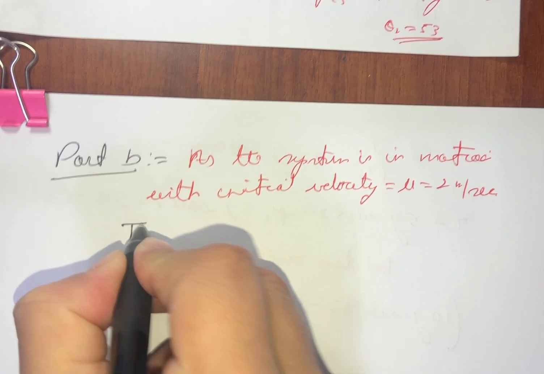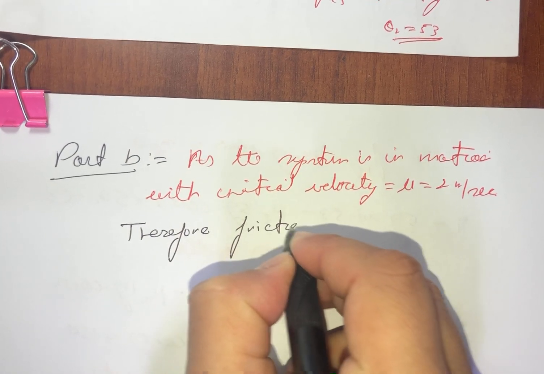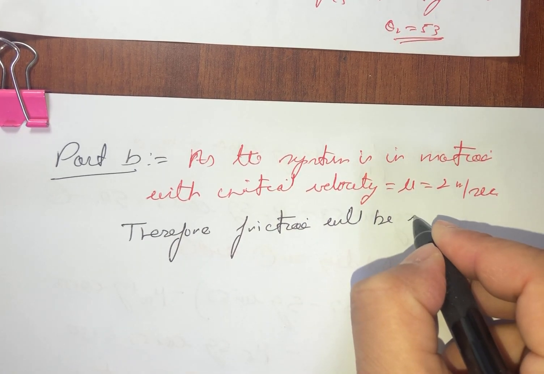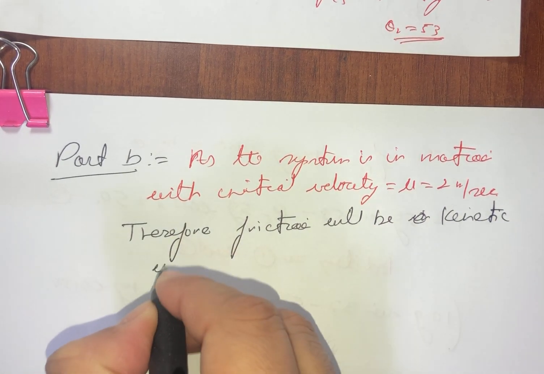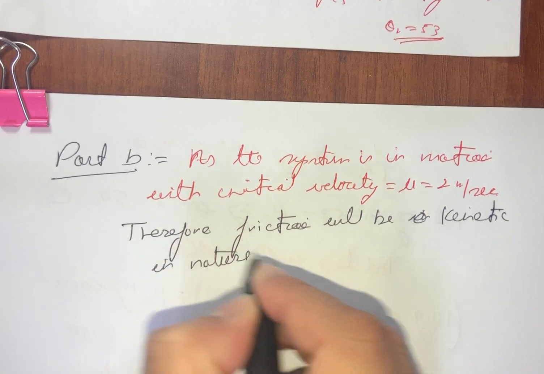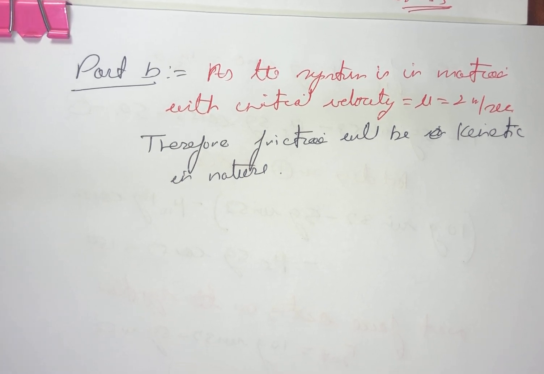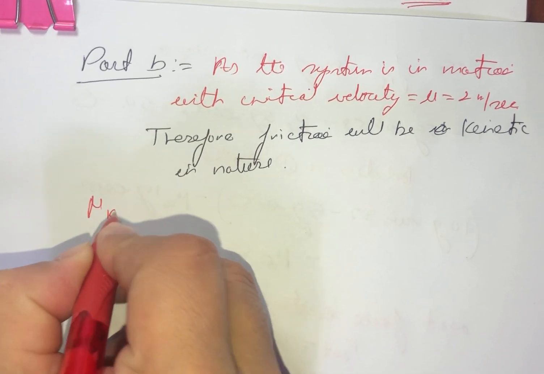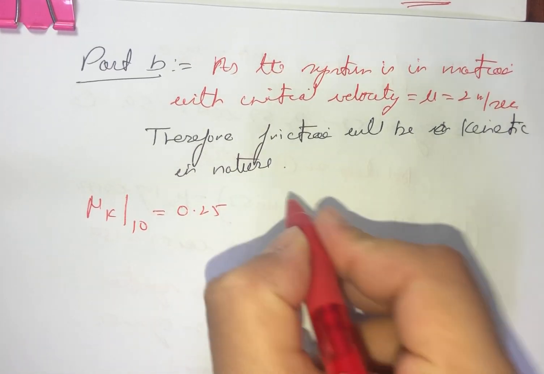Okay, so therefore friction will be kinetic in nature. Therefore, it is given that the mu kinetic for 10 kg is given as 0.25. Okay, we can say that mu kinetic for 10 kg is given as 0.25.